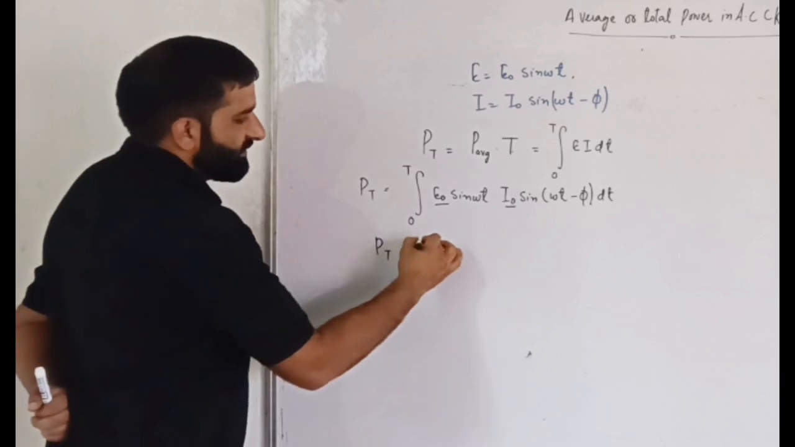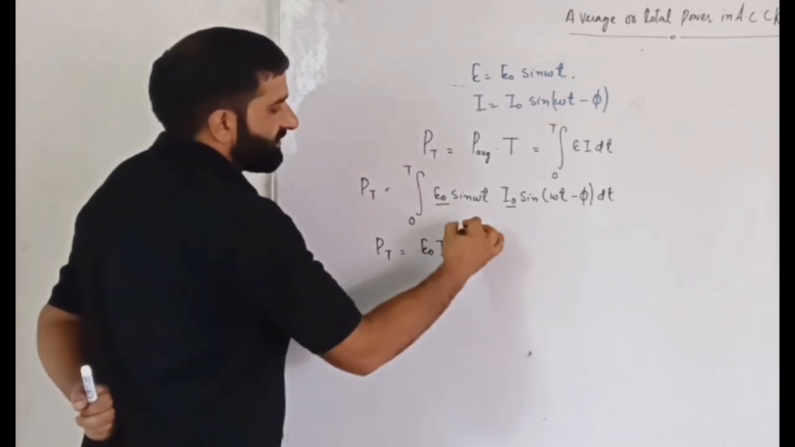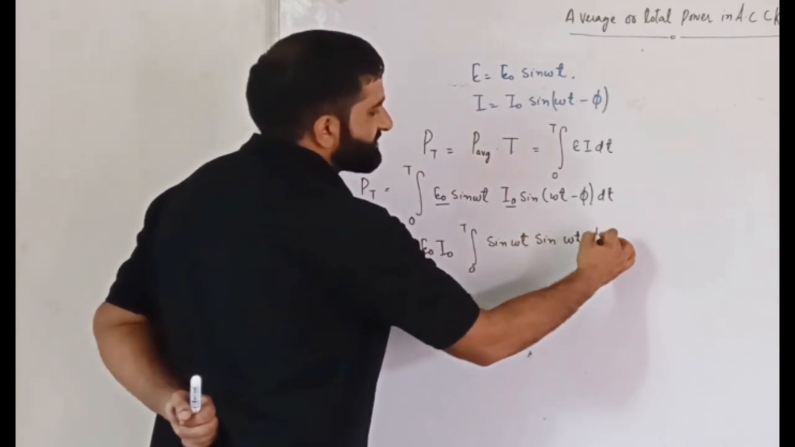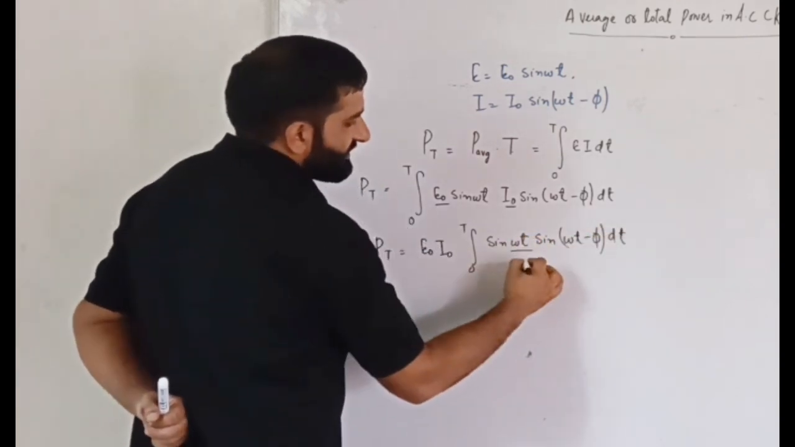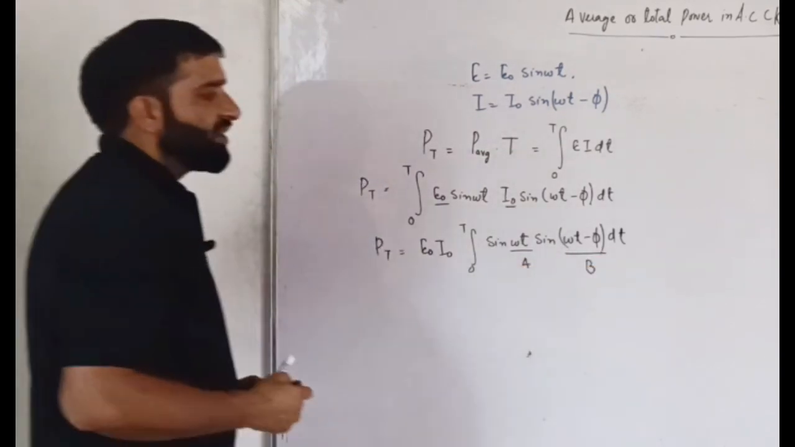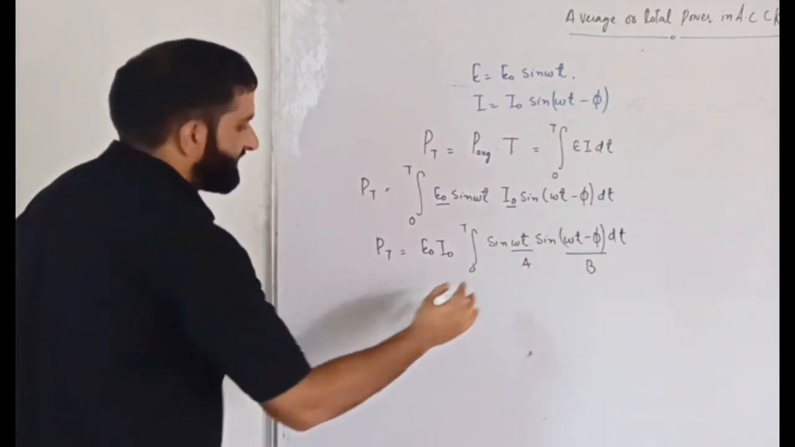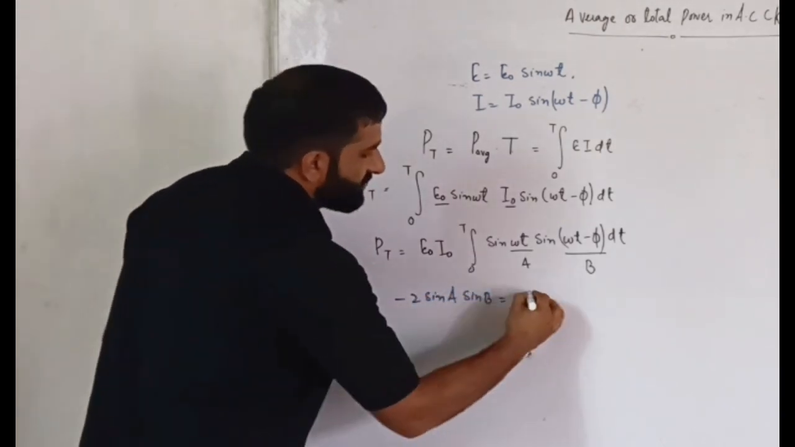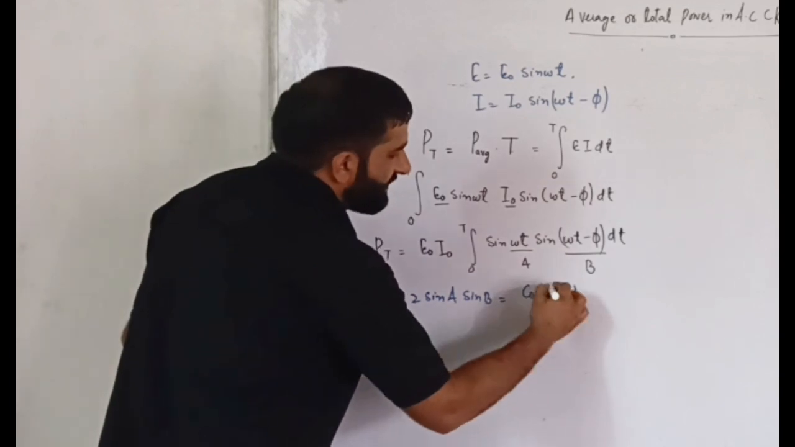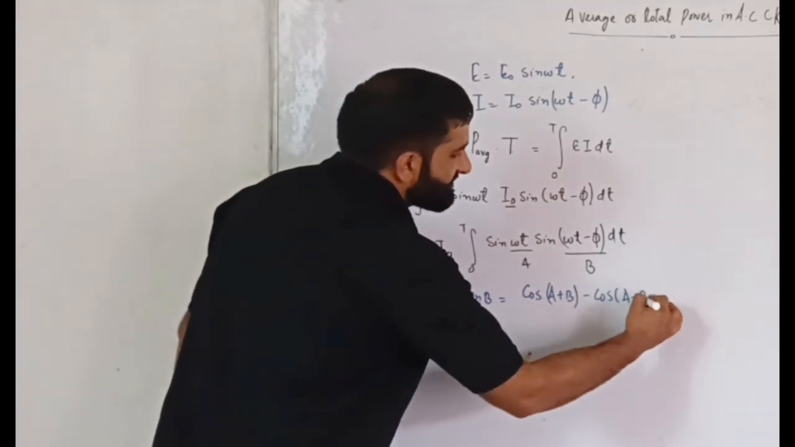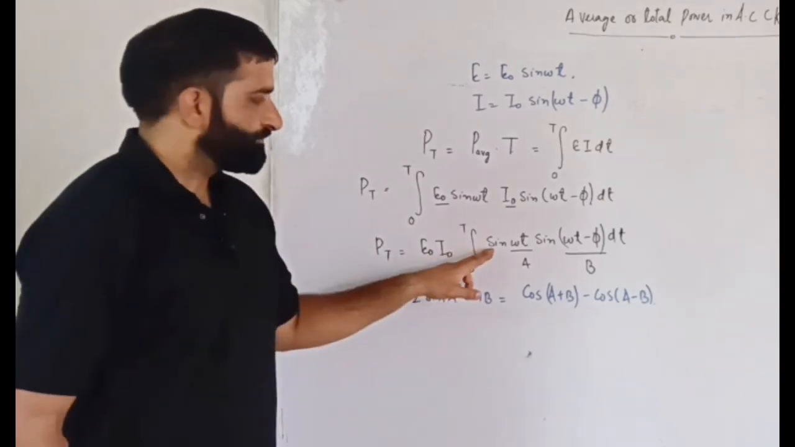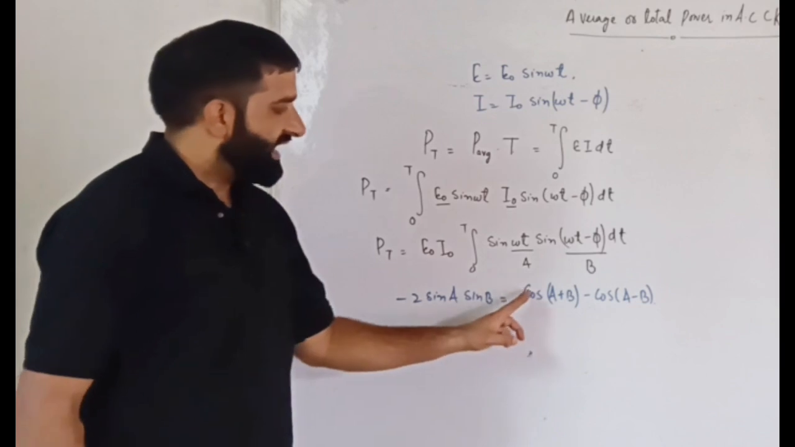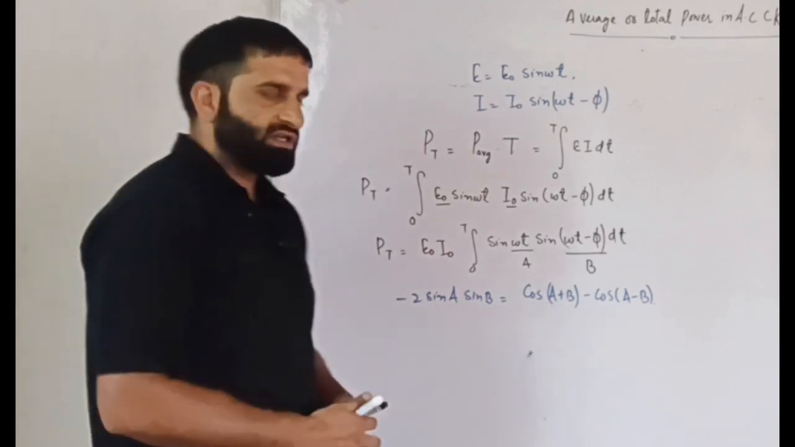So PT, the total power, will be equal to E0 I0 integral from 0 to t of sine of omega t sine of omega t minus phi into dt. Let this be equal to A and this be equal to B. We have a trigonometric identity: minus twice sine A sine B equals cos of A plus B minus cos of A minus B. We will change sine A sine B to minus twice sine A sine B by conversion, and that will be equal to cos A plus B minus cos A minus B.